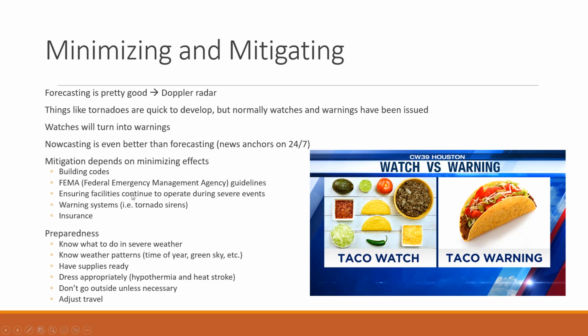Mitigation often depends on minimizing effects. So this is going to be building codes. Where can you have a trailer? Where can you not have a trailer? Do you have to have a storm shelter? FEMA, the Federal Emergency Management Agency, has guidelines for many of these things. They also come out after major events to help.